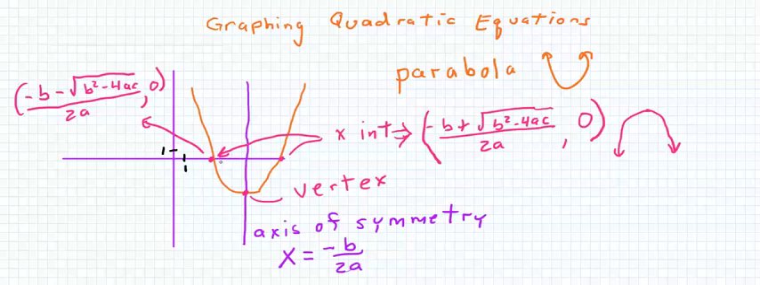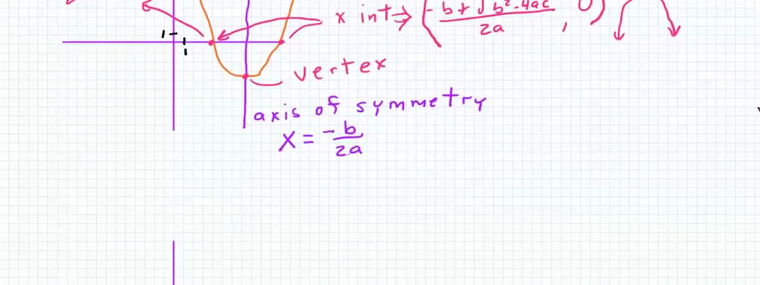So our x-intercepts, our vertex, and our axis of symmetry. All very important points for us. All right, let's do two examples. Example number 1.